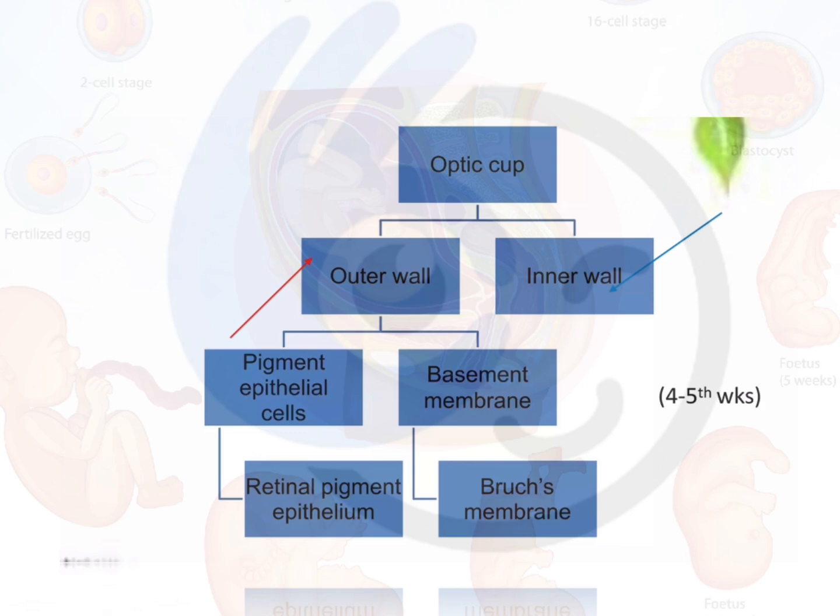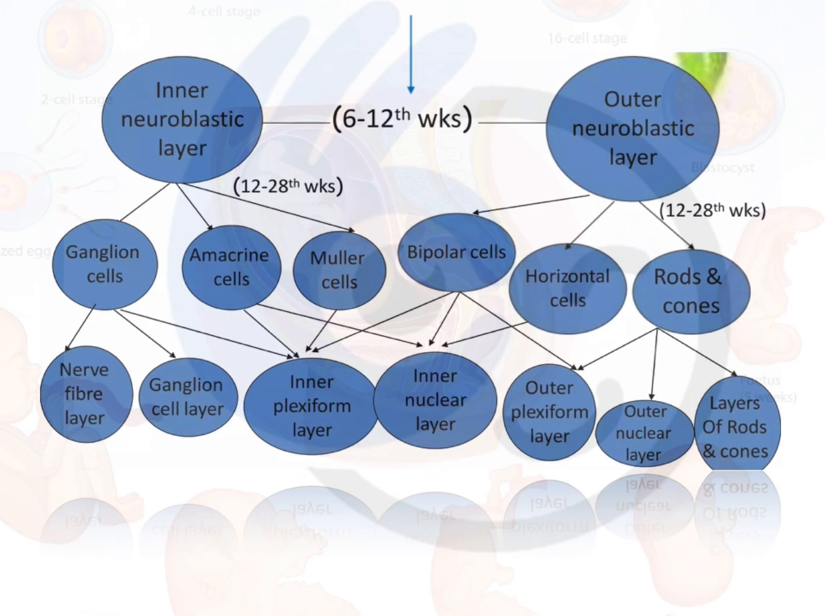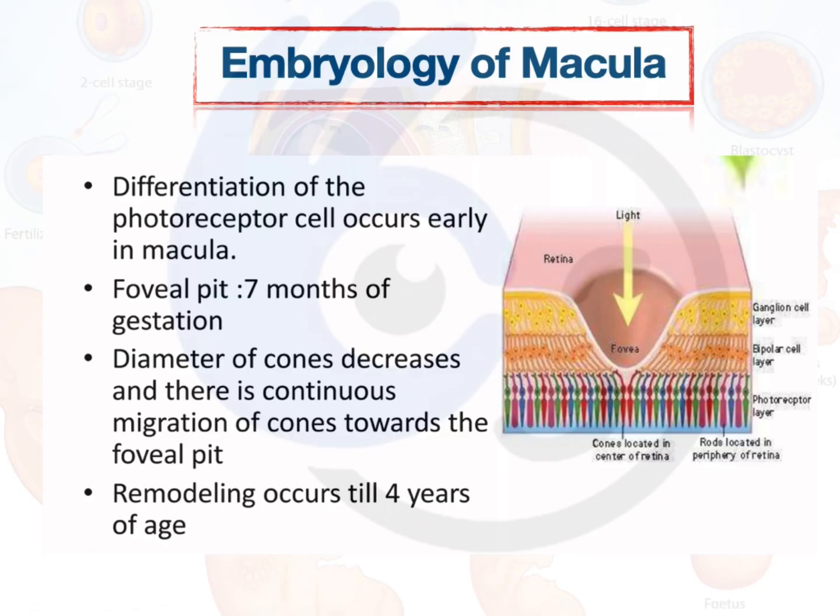The outer wall eventually forms the retinal pigment epithelium and Bruch's membrane at around 4 to 5 weeks, whereas the inner wall forms the outer neuroblastic layer, which differentiates into the rods and cones, horizontal cells and bipolar cells, and the inner neuroblastic layer, which forms Muller cells, amacrine cells and ganglion cells. This process takes around 12 to 28 weeks of gestation. The macula undergoes the same process, but the remodeling continues until 4 years of age, with an increase or decrease in the diameter of the cones and continuous migration of the cones towards the foveal pit.